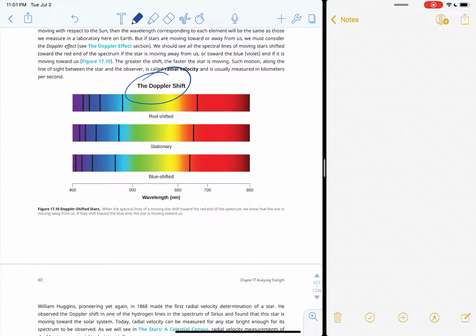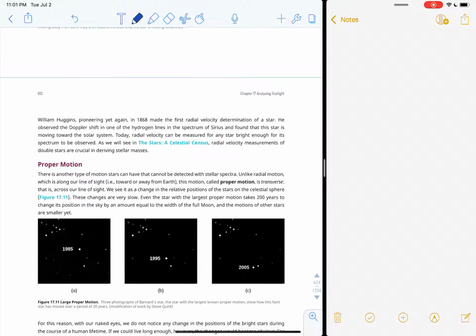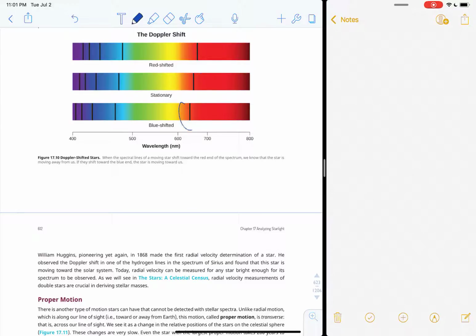Same thing with light. The light will be a little bit bluer or a little bit redder, depending on how fast the object is coming towards you. Again, most of these stars are not noticeably different colors. You have to really look at the spectrum to see the red shift and blue shift.